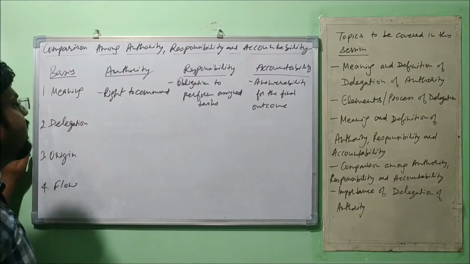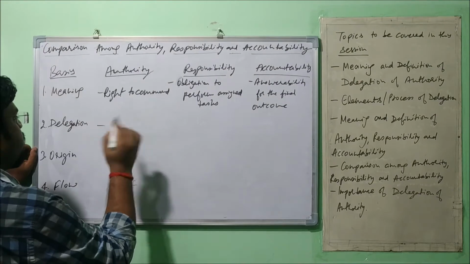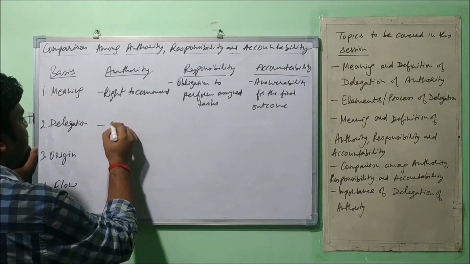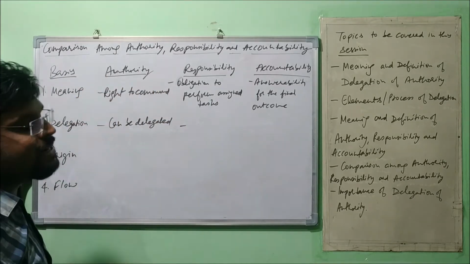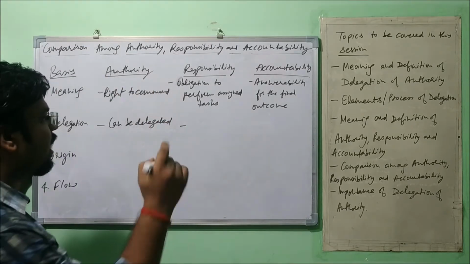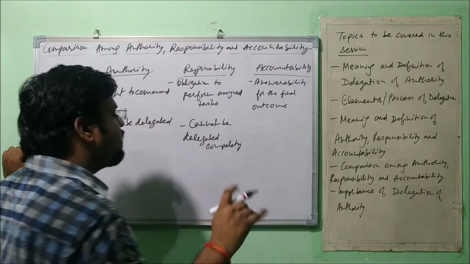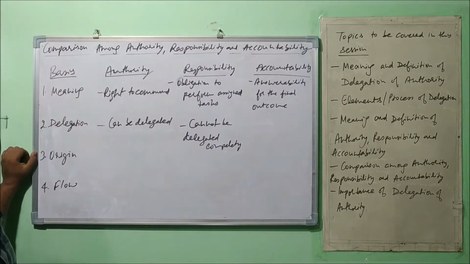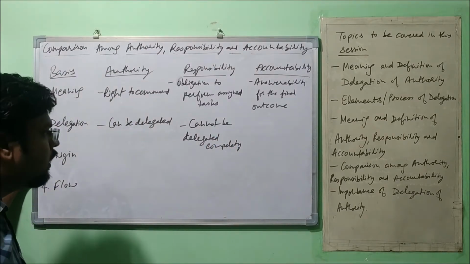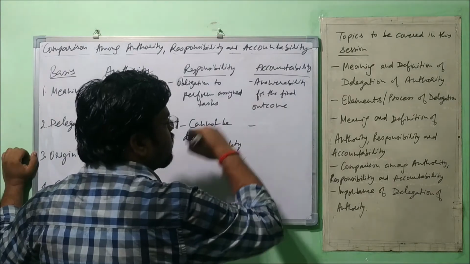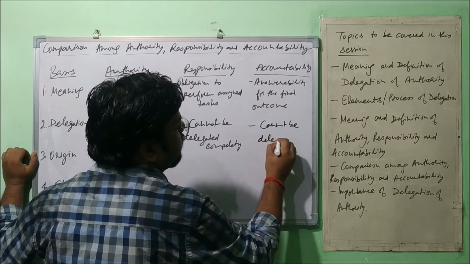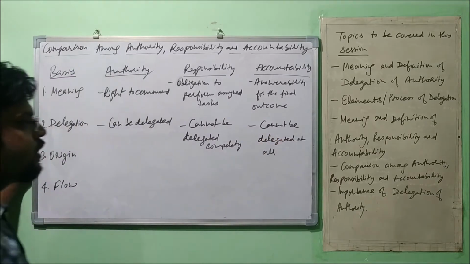Understood? Delegation. I have already told you that authority can be delegated, and about this I told you that this can be delegated up to some extent only. So I just write down here, up to some extent the responsibility can be delegated. Delegated means shifted towards the subordinate. And accountability cannot be delegated at all.